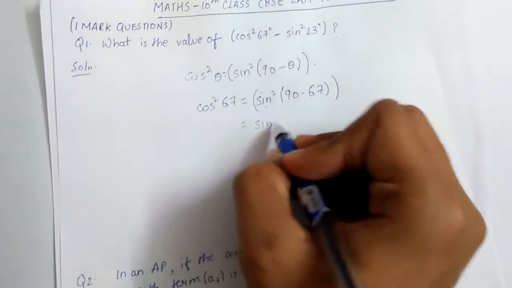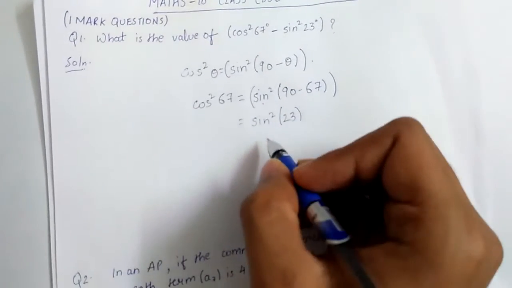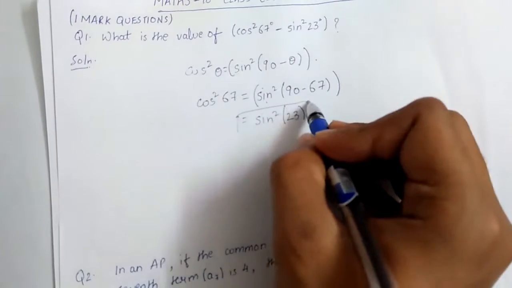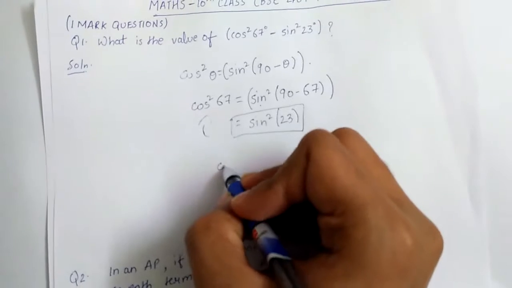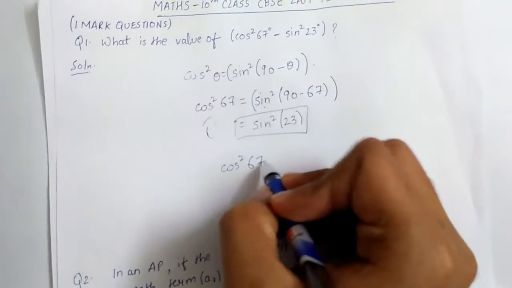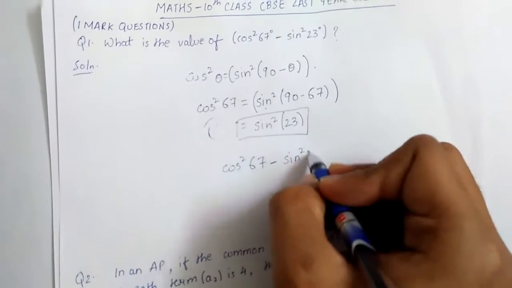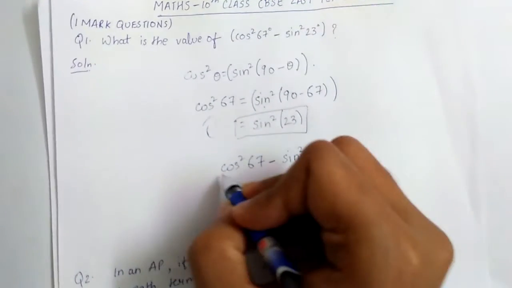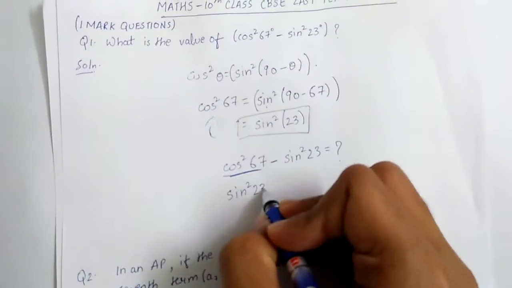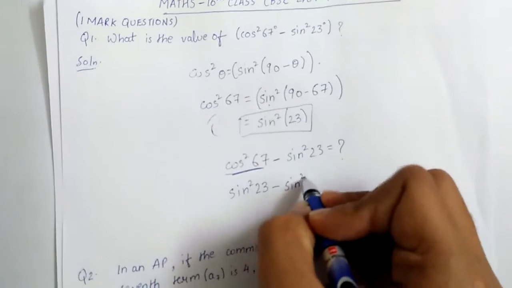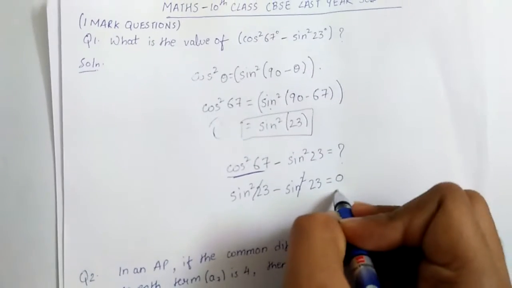Just calculating, 90 minus 67 gives us sin square 23. So we substitute sin square 23 in place of cos square 67. We need to find cos square 67 minus sin square 23. We substitute the value of cos square 67 as sin square 23, minus sin square 23, and they both cancel out and give the answer as 0.